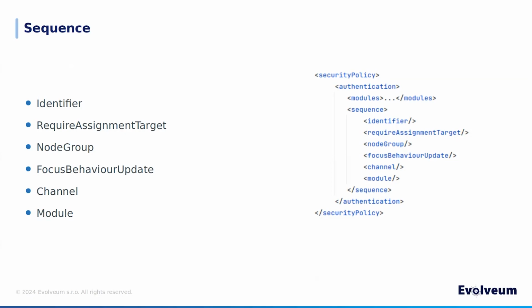The focus behavior update attribute is the option for updating focus authentication behavior attributes. The behavior container contains basic authentication information such as last successful login, last failed login, number of unsuccessful logins, and so on. The next attribute is channel, which represents the scope for which the sequence will be applied. And last is module, which represents all the modules that will be used for the current sequence. These are important attributes of the sequence. In addition to these, the sequence contains attributes such as description, display name, documentation, and so on.